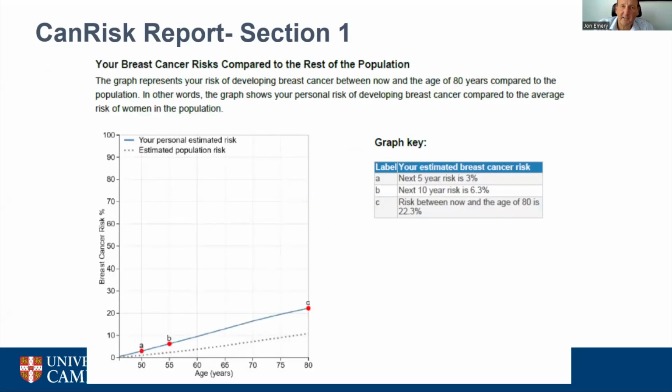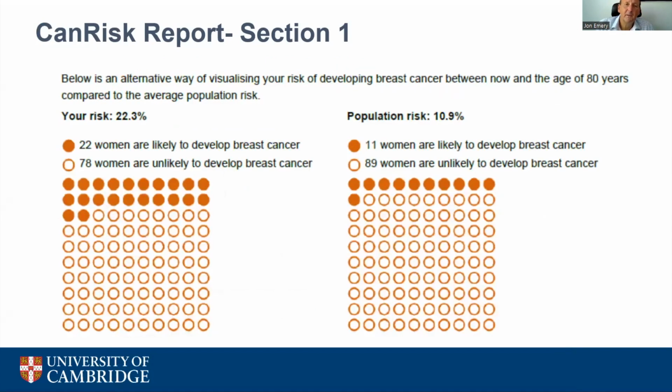This graphic presents comparative risk information, so the individual's risk estimates compared to the rest of the population, and how that risk changes over time, with the red dots relating to the specific timeframes that I've already discussed. This uses the icon array format to present similar comparative risk information.